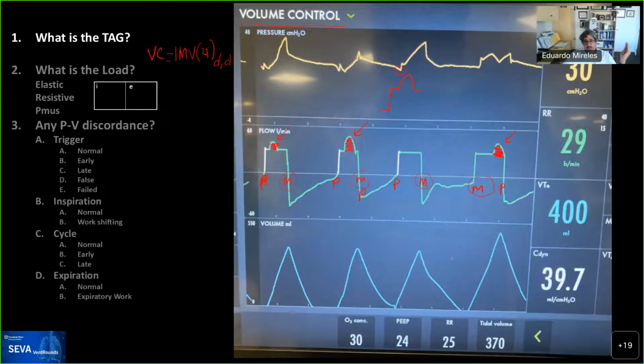Now, dual has different ways to present. This is one of them. And in other ventilators, it's going to be programmed in a different way.